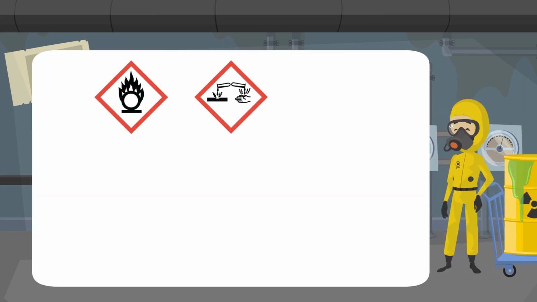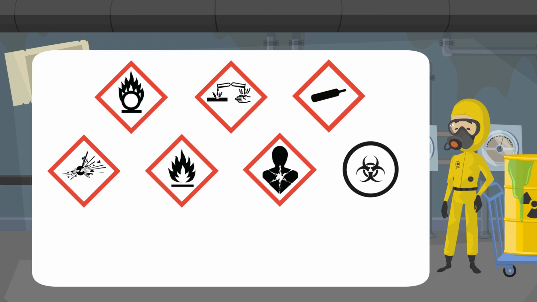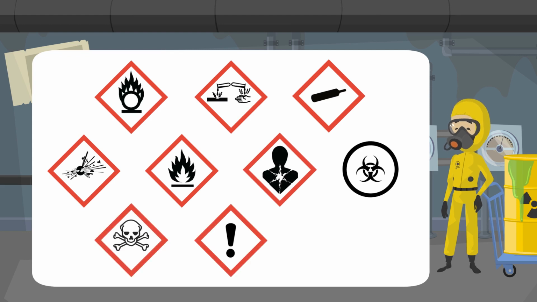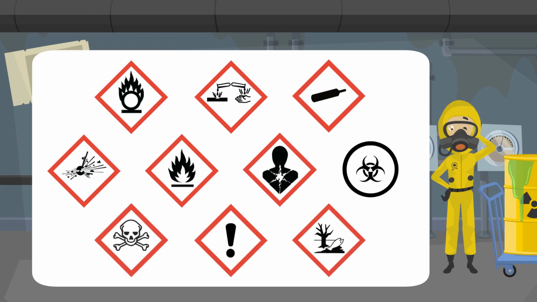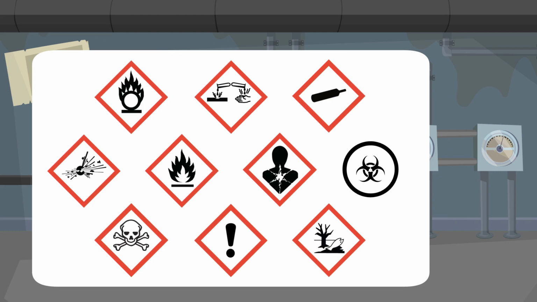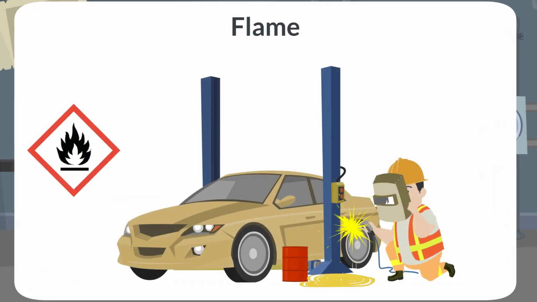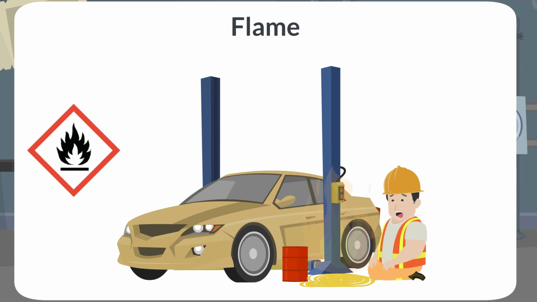Pictograms are graphic images which, at first glance, reveal the type of hazard present. There are 10 of them, easily identified by their red diamond-shaped borders. Let's take a look at each of them to fully understand what they mean. The flame pictogram means that the product is flammable and can catch fire easily. You must therefore keep these products away from heat, sparks, and open flames.